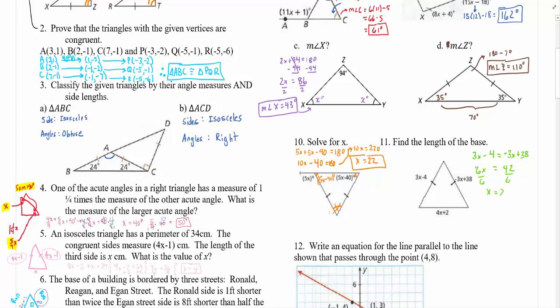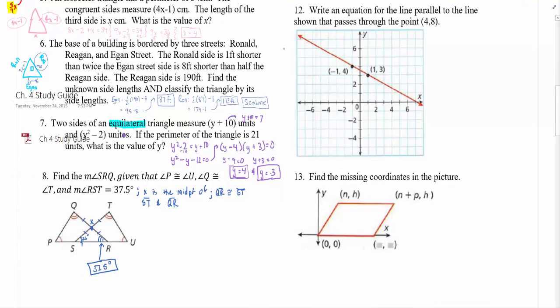Again, they want the length of the base, so make sure you finish the problem. This is going to then be 4 times 7 plus 2. So that's going to be 28 plus 2 is 30. And they didn't really give me any units. You can call it U if you want, or units, or just 30. They didn't really say. So 30 units. All right, number 12.